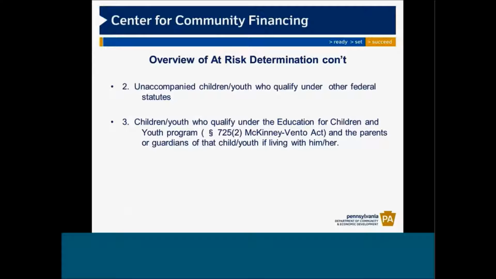Unaccompanied children and youth who qualified under federal statutes. Children and youth who qualified under the Education for Children and Youth Program, 7252 McKinney-Vito Act, and the parents or guardians of that child or youth is living with him or her.